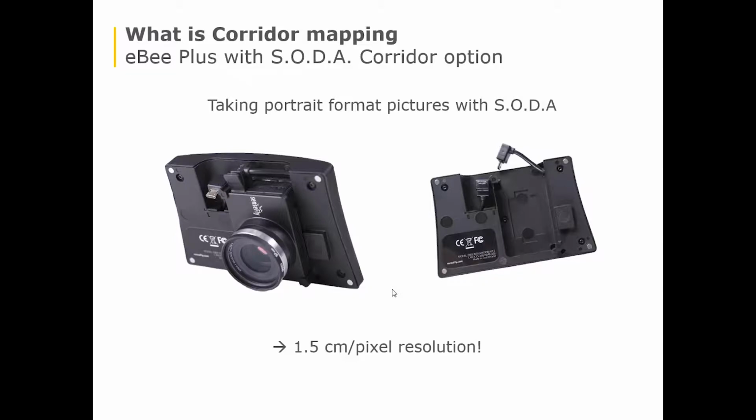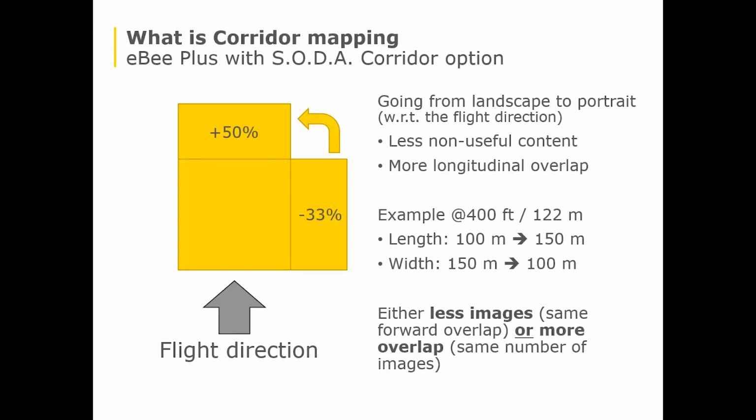Special is doing a mission block using the S.O.D.A. corridor kit. It means that the S.O.D.A. camera is mounted vertically into the integration kit instead of horizontally. This allows for a higher longitudinal overlap, and therefore we can generate data at a higher resolution, which means we fly even lower. The highest resolution we can generate is 1.5 centimeters per pixel.